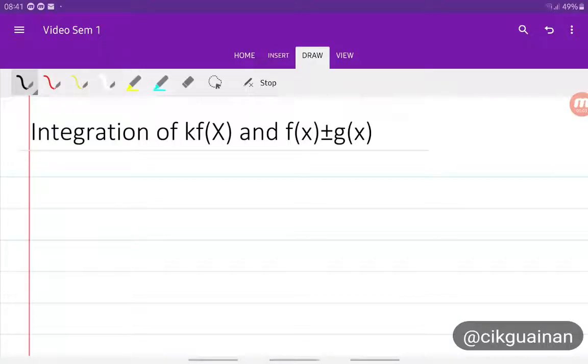In this video, I would like to share with you the second part of integration: integration of a function in the form of k f(x) and f(x) plus g(x). Okay, so let's get started.